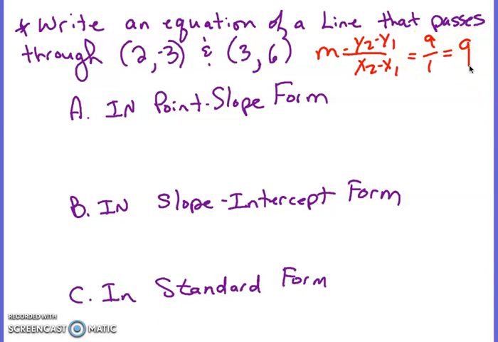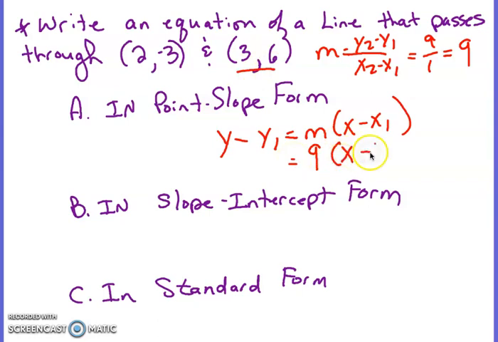Now, point slope form, y minus y1 equals m times (x minus x1), and the slope is 9, and you choose one of those points. It does not make a difference. I'm just going to choose the second one, okay? So y minus 6 equals 9 times (x minus 3). I'm done. That's point slope.